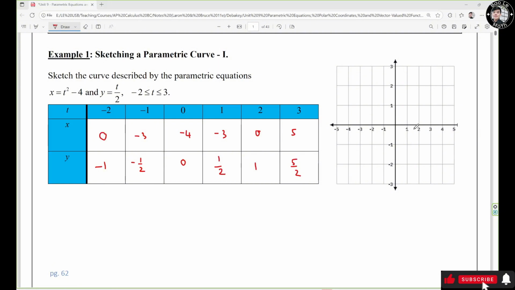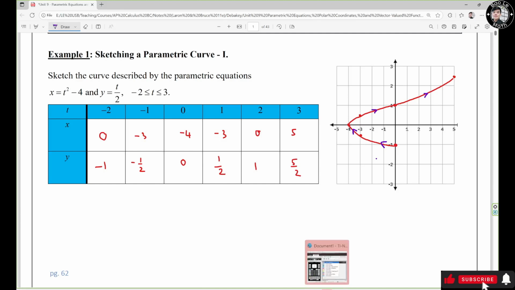So x equals 0, y equals -1 is right here. This one is the starting point. x equals -3, y equals -1/2 is right here. x equals -4, y equals 0 is right here. x equals -3, y equals 1/2 is right here. x equals 0, y equals 1 is right here. And x equals 5, y equals 2.5 is right here. So you just connect these points, and then put the arrow starting from the first point.